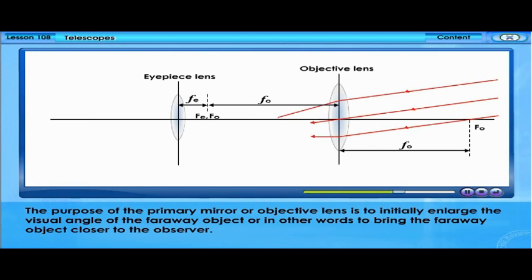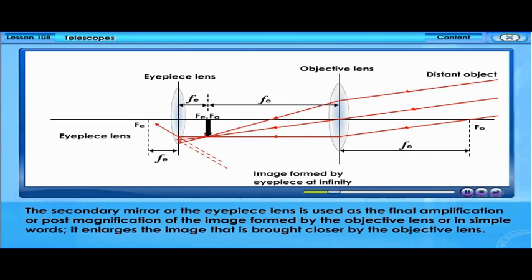The purpose of the primary mirror or objective lens is to initially enlarge the sight or visual angle of the faraway object, or, in other words, to bring the faraway object closer to the observer. The secondary mirror or the eyepiece lens is used as the final amplification or post-magnification of the image formed by the objective lens, or in simple words, it enlarges the image that is brought closer by the objective lens.